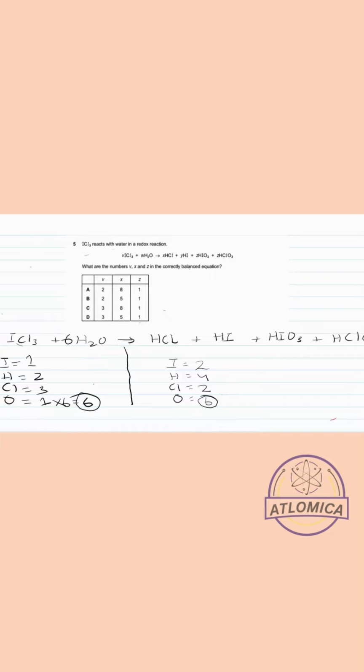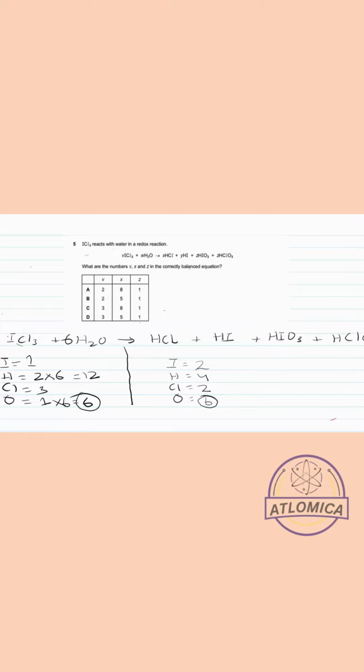If I balance the oxygen, then the six will also be multiplied by this hydrogen number, giving 12 hydrogen. Now there's a challenge. We have four hydrogen on the product side, but thrice as many on our reactant side. For chlorine, we have three chlorine on the reactant side and two chlorine on the product side. And iodine, we have one iodine on the reactant side and two iodine on the product side.